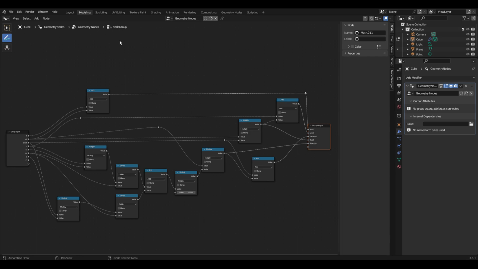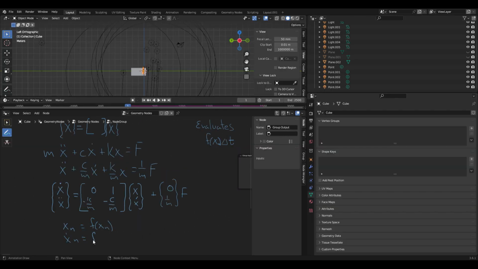And so if we go into the nodes, you can see that the node that I created, the most essential one, evaluates the f of x and delta t. Here I'm showing the single degree of freedom system, how you would write that in the form below. So this is m x double dot plus c x dot plus k x, where double dot is acceleration and the dot is velocity, and how you can write that into a state space equation that you can throw into this.